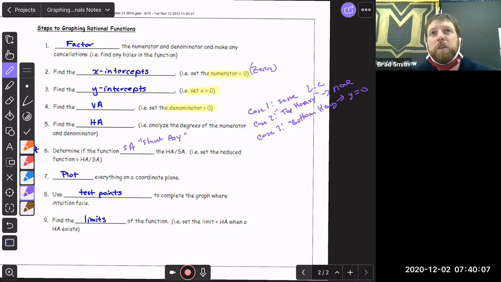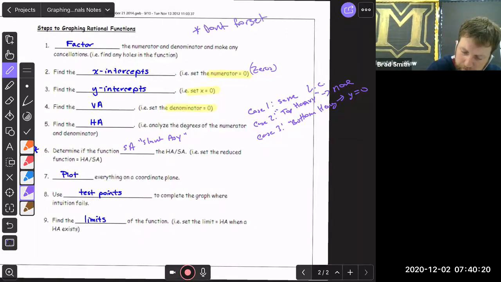Then plot everything that you know on a coordinate plane and use some test points and then find the limits. So that's going to be a little bit upper level. I always put a star here. Don't forget your holes, please. Put that up by factor. So if you cancel anything out, please don't forget your holes. So that right there, it's up on E-class. You can add what you need to it as well. But that's the easiest way to graph.